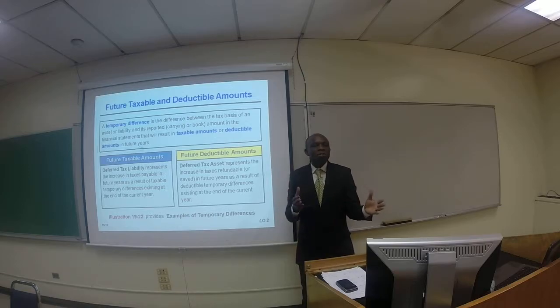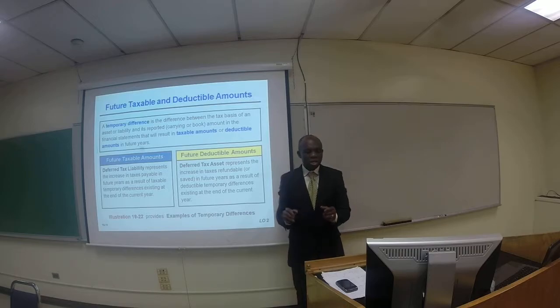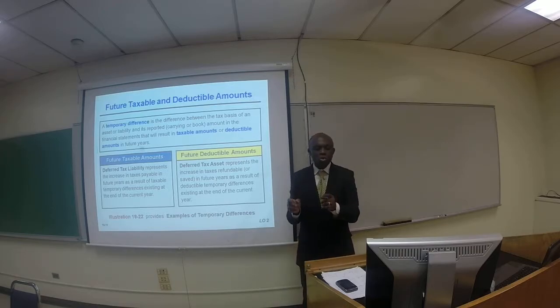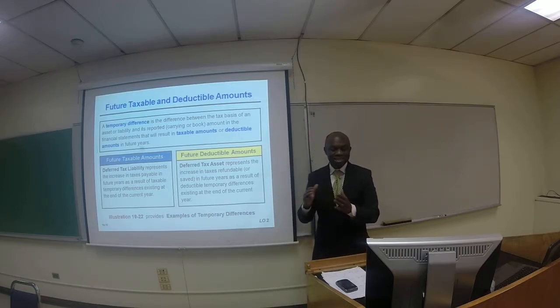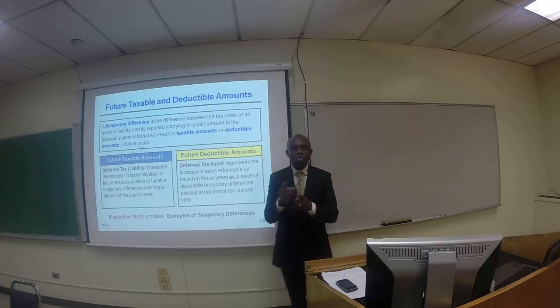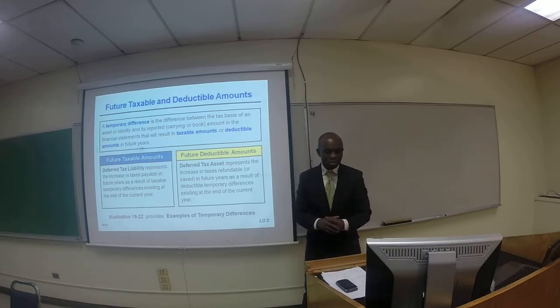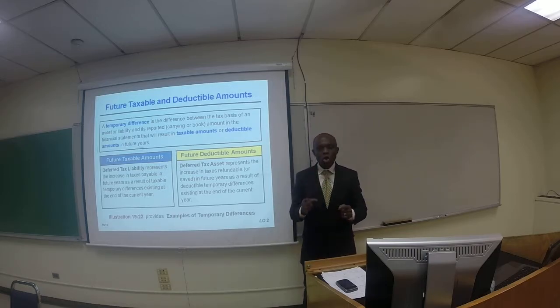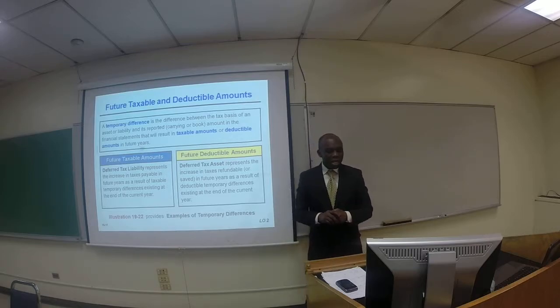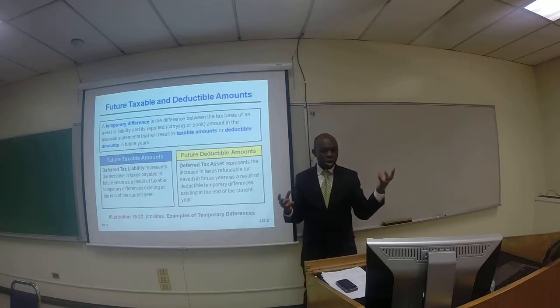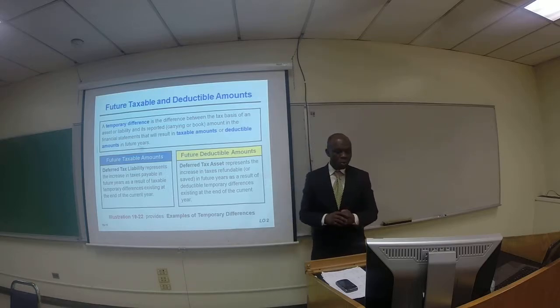So again, what is the difference? Remember we said that the temporary difference is caused by the difference between financial accounting and tax accounting rules as to when to recognize or record revenues and expenses. So that difference, we call it temporary difference, all right? Now, here are two types of differences. We have future taxable amount and future deductible amount. What does that mean?